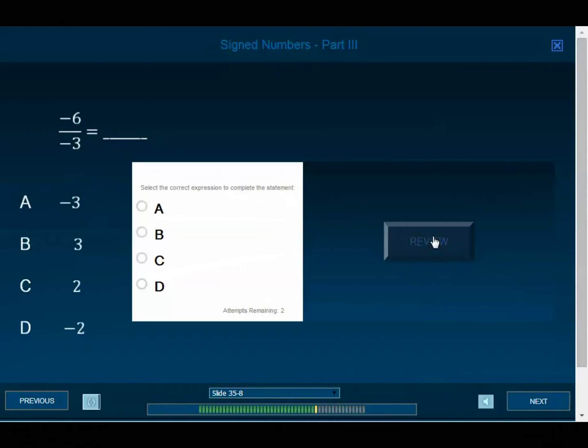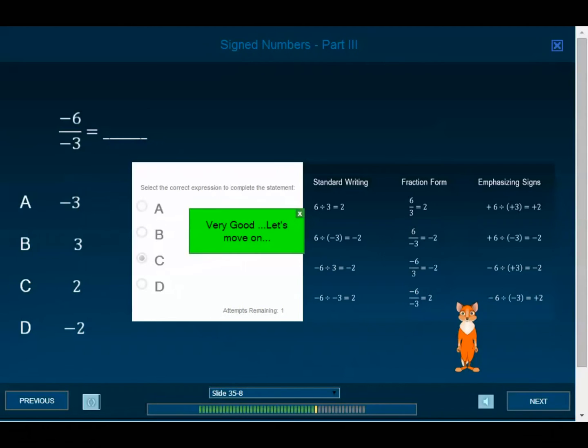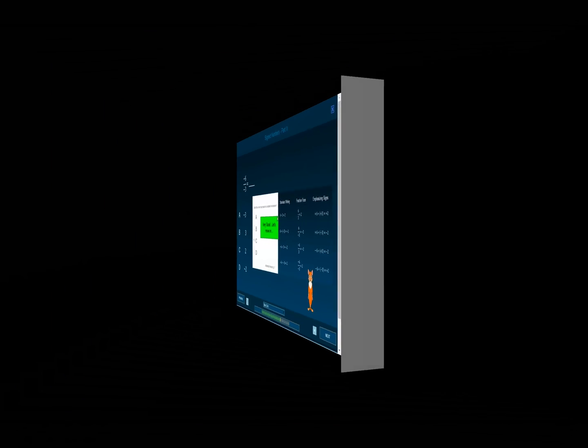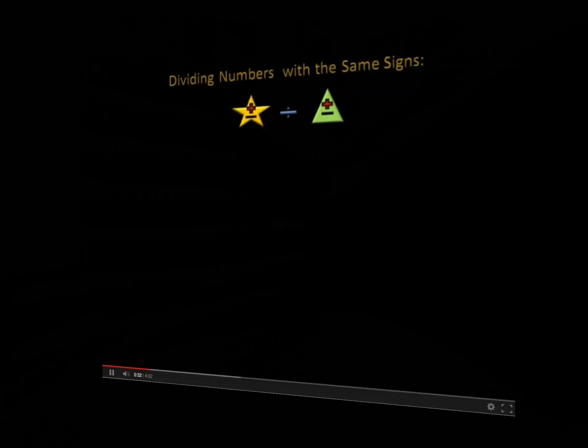A negative 6 over a negative 3 equals what? Nicely done. Negative 6 over negative 3 is equal to positive 2. It is important to remember we don't use this procedure unless we have a positive number divided by a positive number, or the situation of a negative number divided by a negative number.